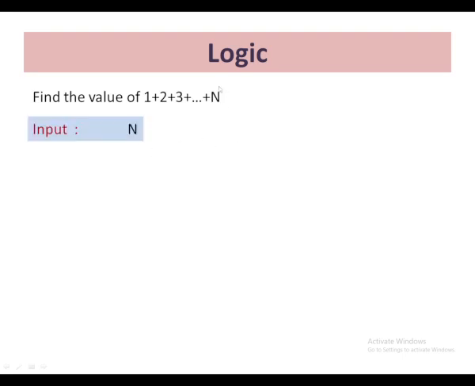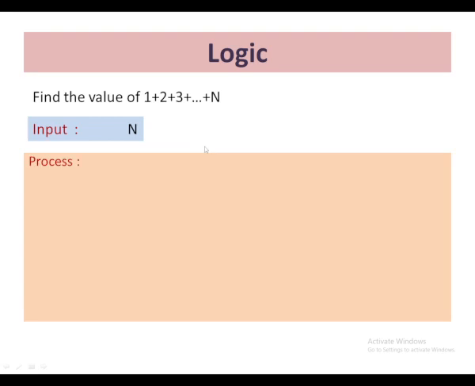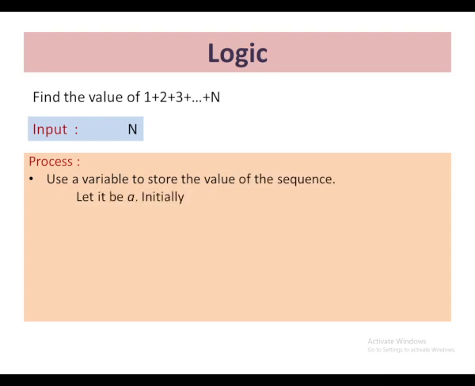My input is n; you should know what this n is, because that becomes your input. Next, what is the process we have done? First I used a variable to store the values of the sequence. That variable I just named a. Initially a is equal to 1 because it is the first value of the sequence. So I am using a to refer to the values present in the sequence.